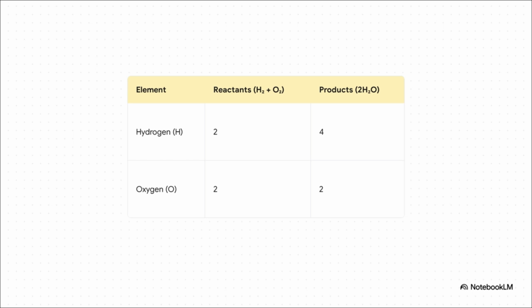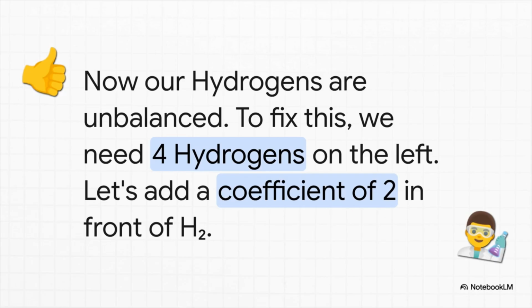But look what happened. In fixing the oxygen, we now have 4 hydrogens on the product side, but still only 2 on the reactant side. See? It's like a puzzle. Sometimes fixing one thing messes up something else. But that's no problem at all. We just repeat the process. To fix the hydrogen, we need 4 of them on the left side to match the right.